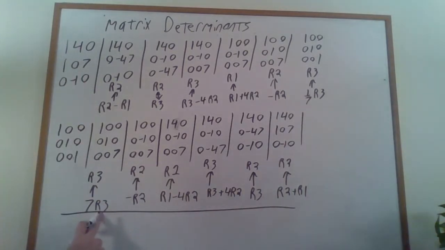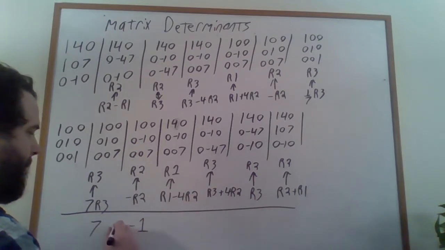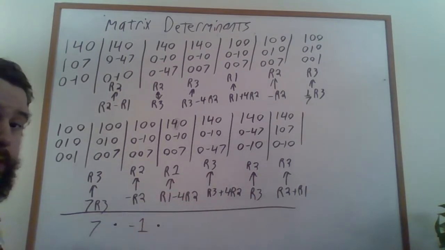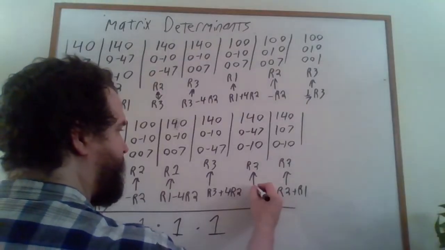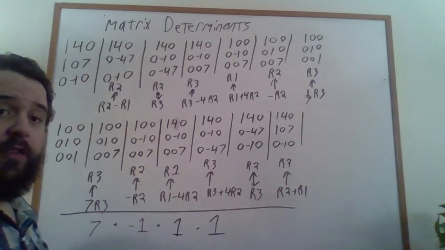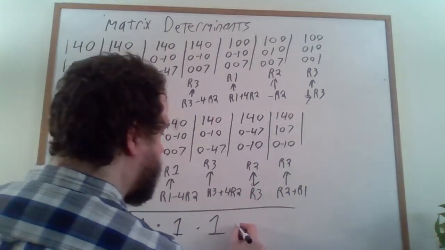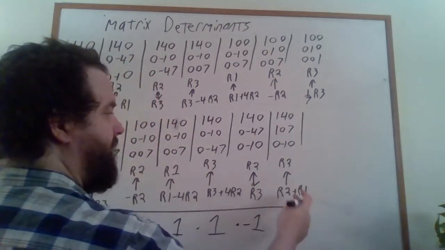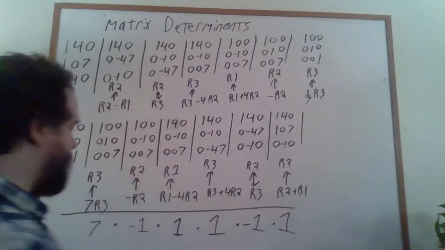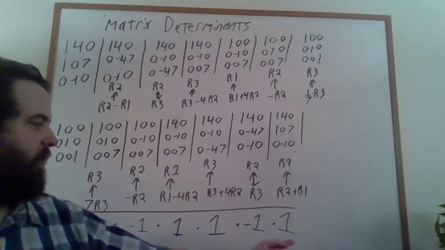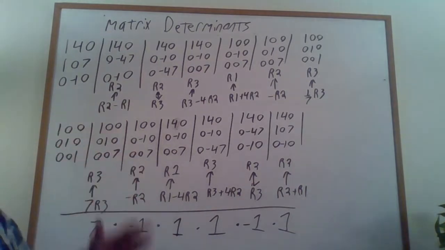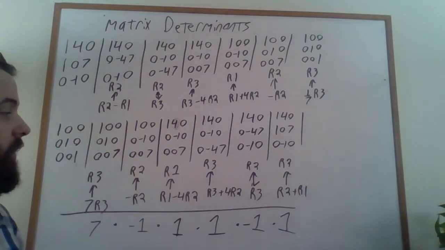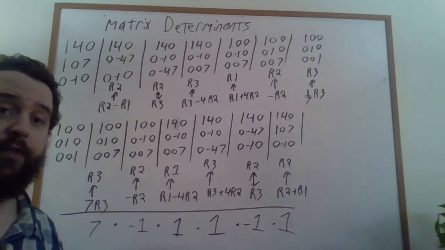The determinant of this operation is 7. The determinant of this operation is -1. This is a skew, so it has determinant 1. This is an interchange, so it has a determinant -1. And this is another skew. So all in all, the determinant is going to be this product, which is just going to be 7. So if you are row reducing a matrix anyway, you get, for free, the determinant of the original matrix.